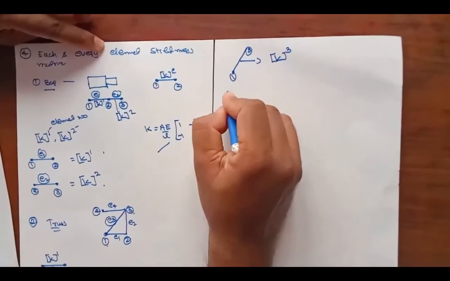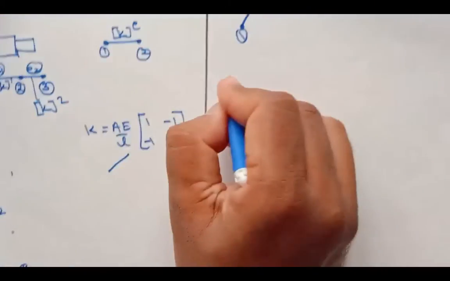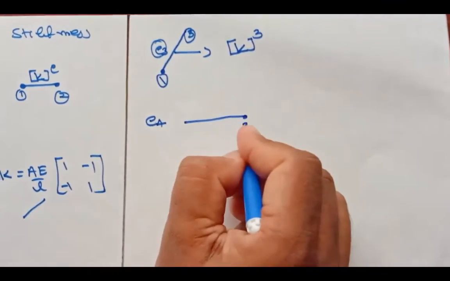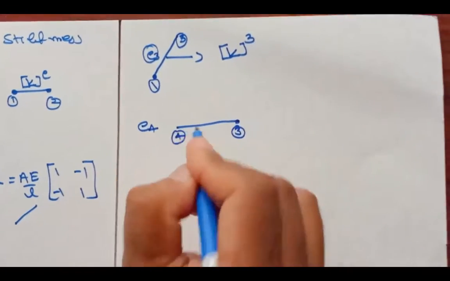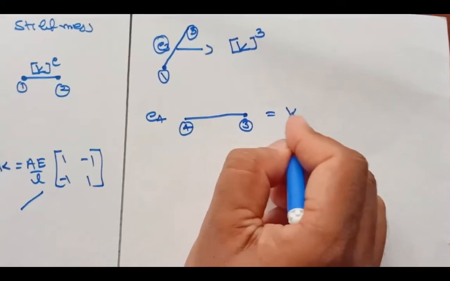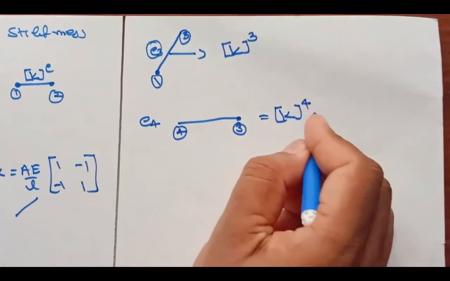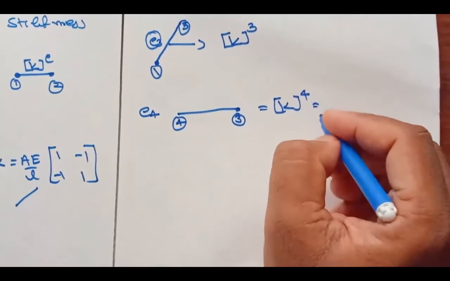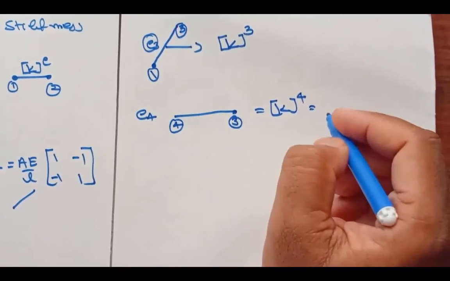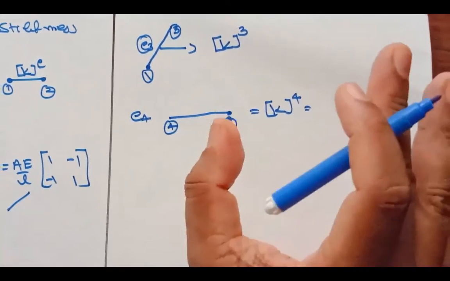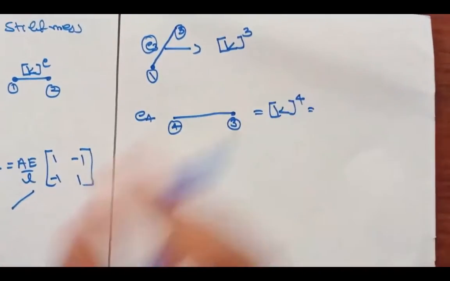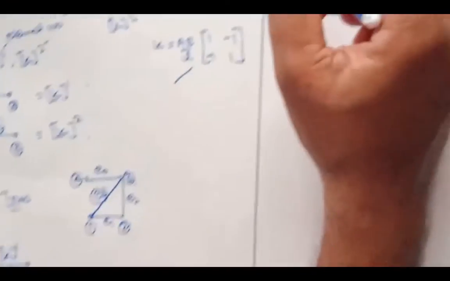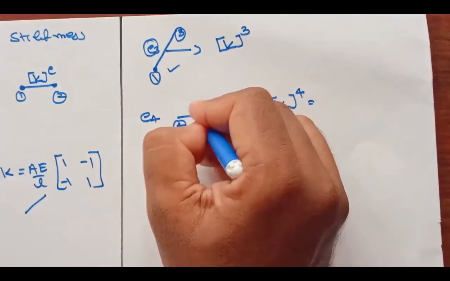Similarly the fourth element, element 4, is a horizontal one, and it has nodal numbers 3, 4, and you need to calculate K4, the fourth element stiffness matrix. By using the simple truss element stiffness matrix formula, the formula would be the same, and the same formula is applicable for element 1, element 2, element 3 as well as element 4.